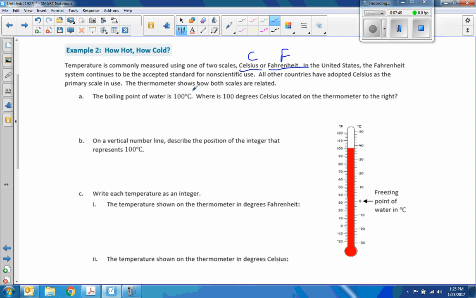Boiling point of water is 100 degrees Celsius. This only goes to 50, so I would have to continue this up here, and 100 would be way up here, and that's the boiling point, 100 degrees Celsius, which is equivalent to 212 Fahrenheit. That's the boiling point of water. Okay. It says, where is 100 degrees Celsius located on the thermometer to the right? Okay, well, the answer to this is, it isn't.